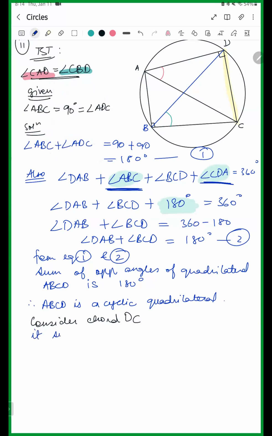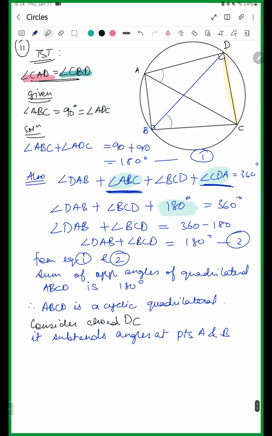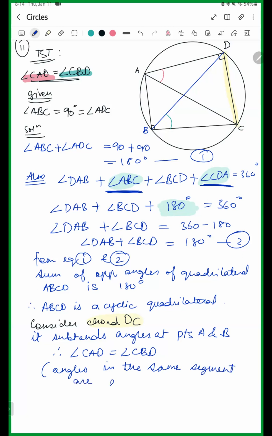It subtends angles at points A and B, which chord are we talking about? Chord DC. It subtends angles at points A and B. Therefore, angle CAD is equal to angle CBD. Reason? Angles in the same segment are equal. Okay. So just ignore this part.